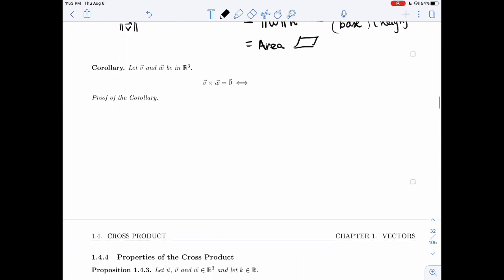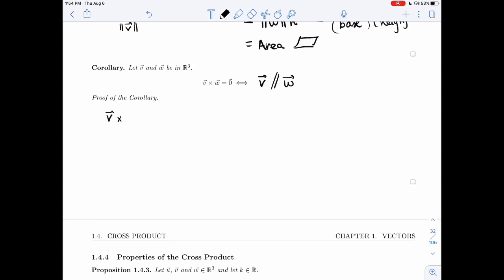Let's look at this corollary. A corollary is just a consequence of a proposition or a theorem. So it's something that follows pretty directly that you don't have to work tons for. If v and w are in R3, again, for this entire section, we're looking at R3 because that's the only place where we could define the cross product, v cross w equals 0. That tells you that v, now careful, for the dot product, v dot w is 0 if they're perpendicular. Here it's not the same thing. It would give you 0 if they're parallel. Let's see why that's true.